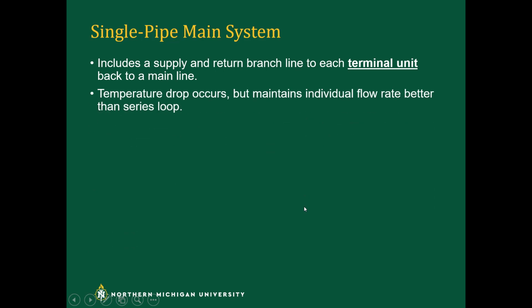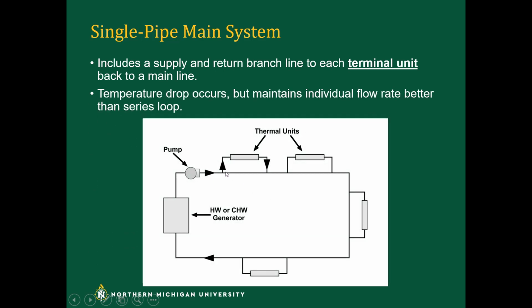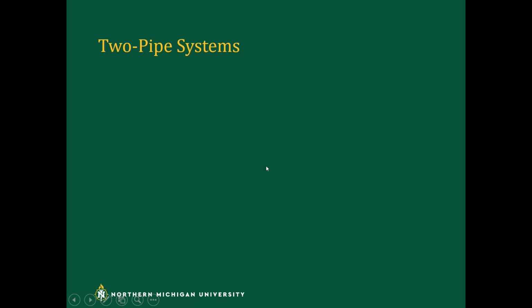A single pipe main is basically the same thing, except we branch out for the different thermal units. So that temperature drop occurs, but it maintains that individual flow rate better than a series loop. So we can shut off different units within this one, and we can maintain the main line going all the way around. And we can maintain the balance for the heat distribution a lot better with this process as well, because the heat is bypassing as well as going to the different thermal units.